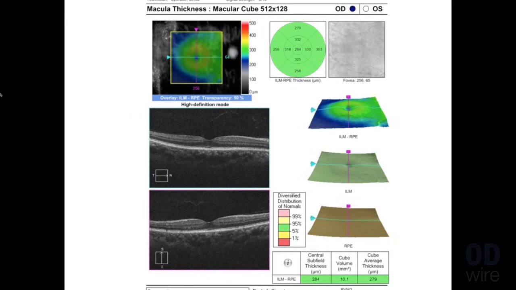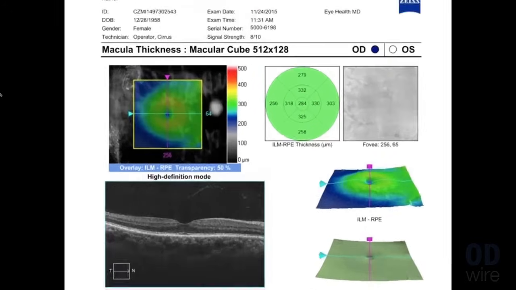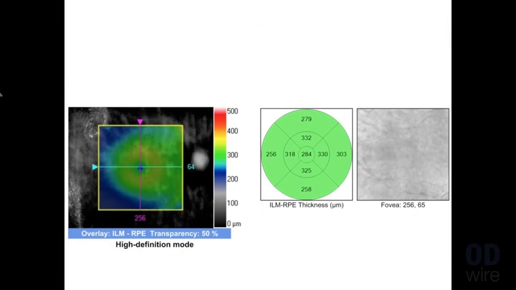Again, you look at the sort of heart of the report, you can see that there's a lot of different sections, and we're going to start with this more top section, which has a few parts. One is this area here, which is the map. It is a topographic representation that measures the thickness of the retina as measured from the ILM, the internal limiting membrane, all the way to the RPE, the retinal pigment epithelium.